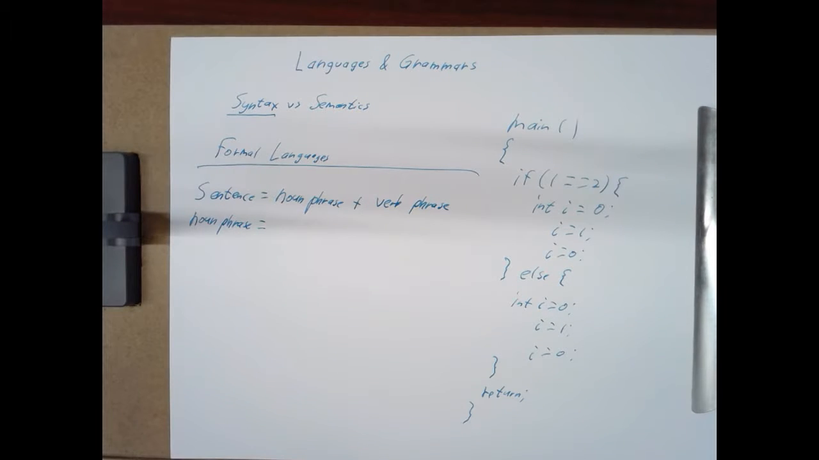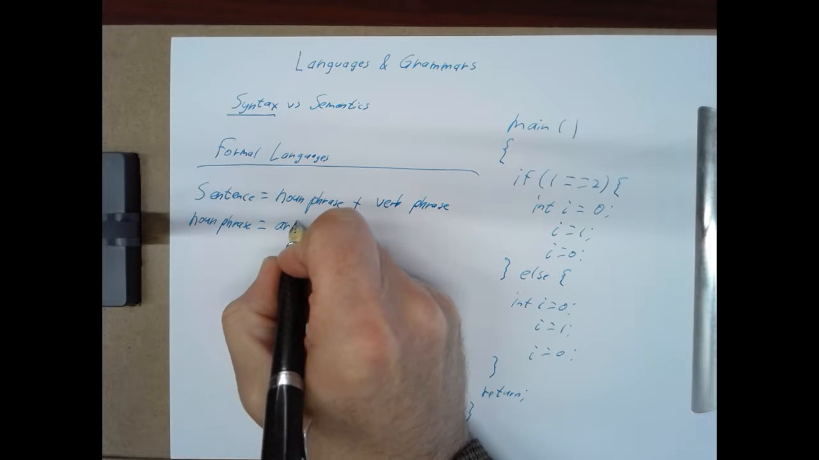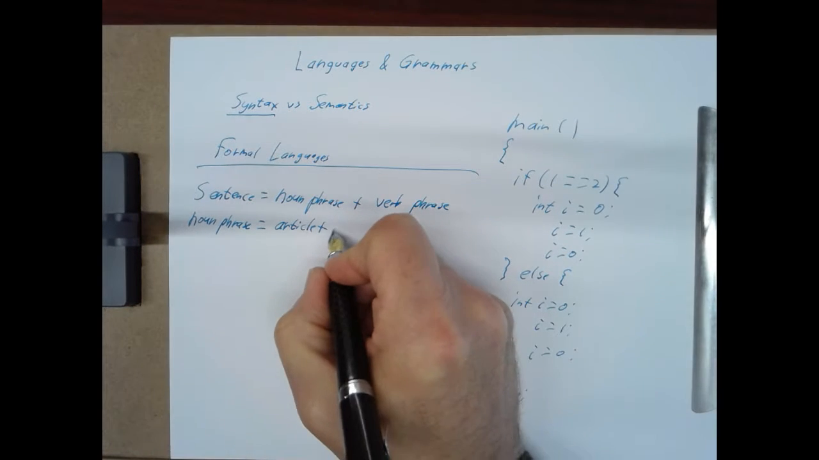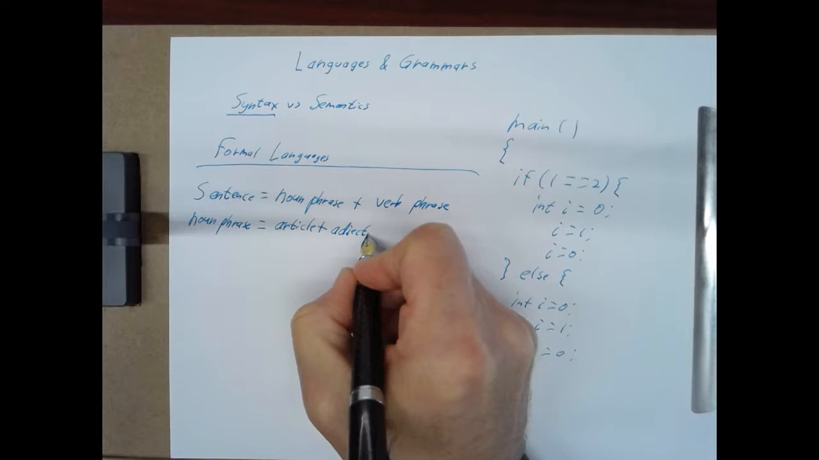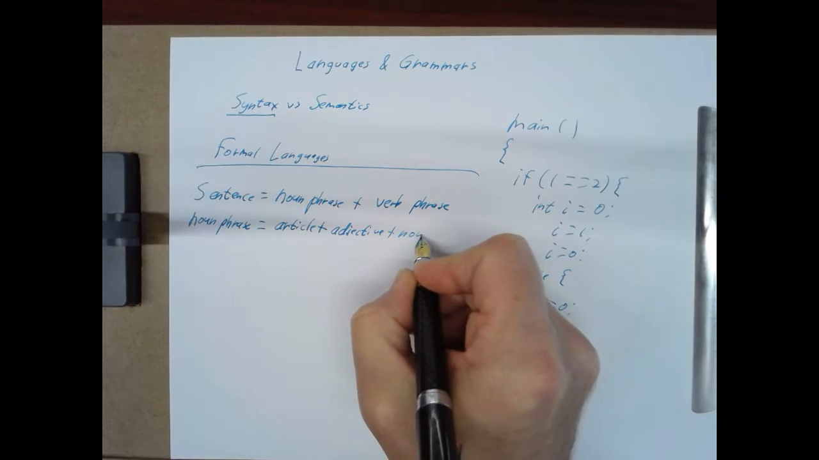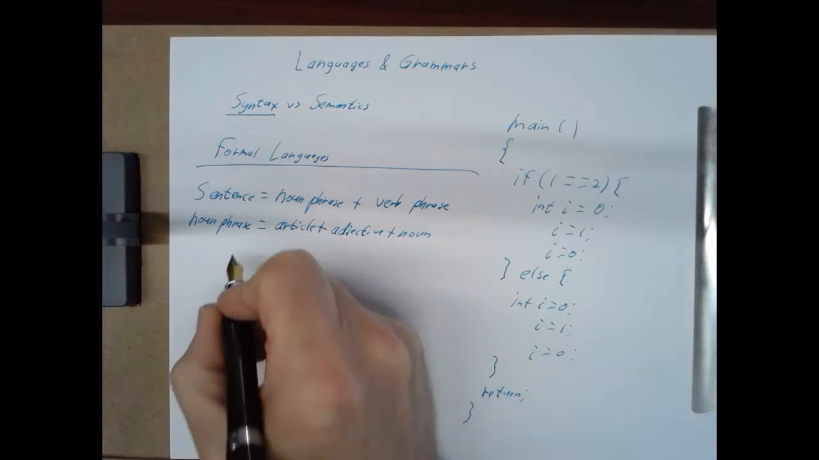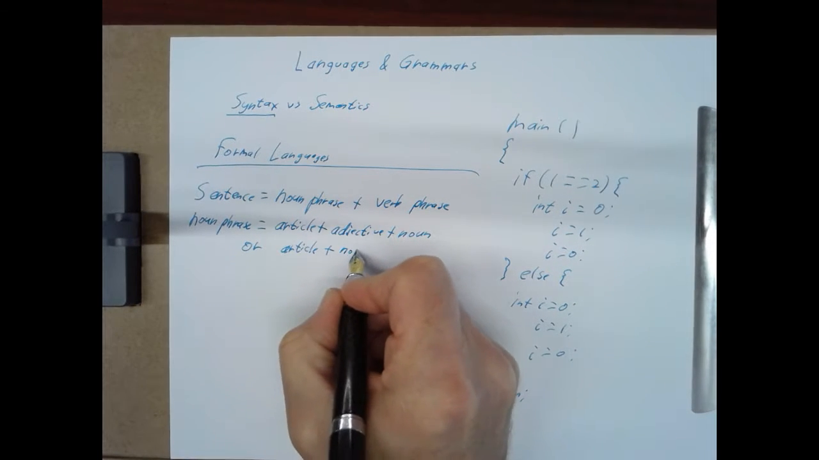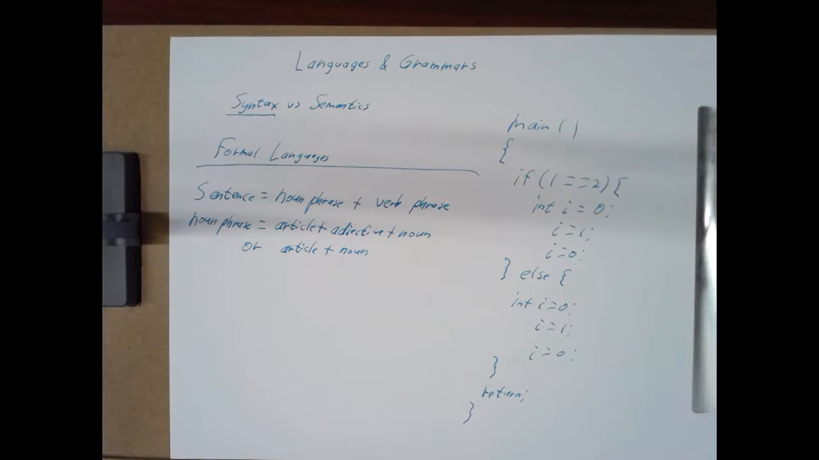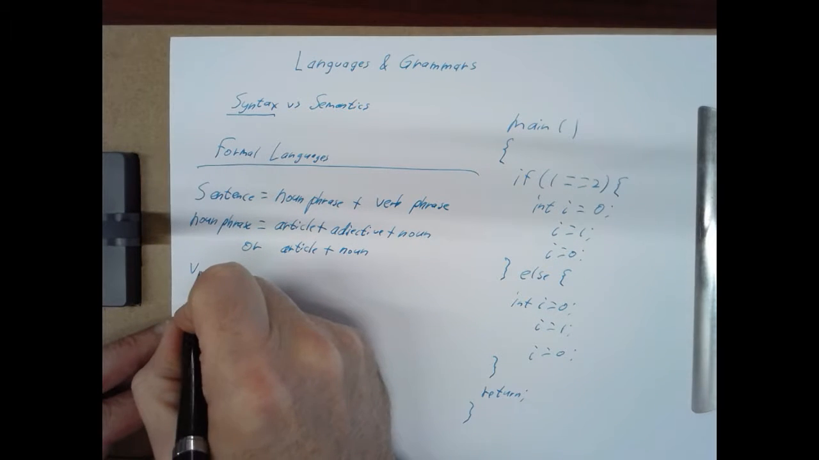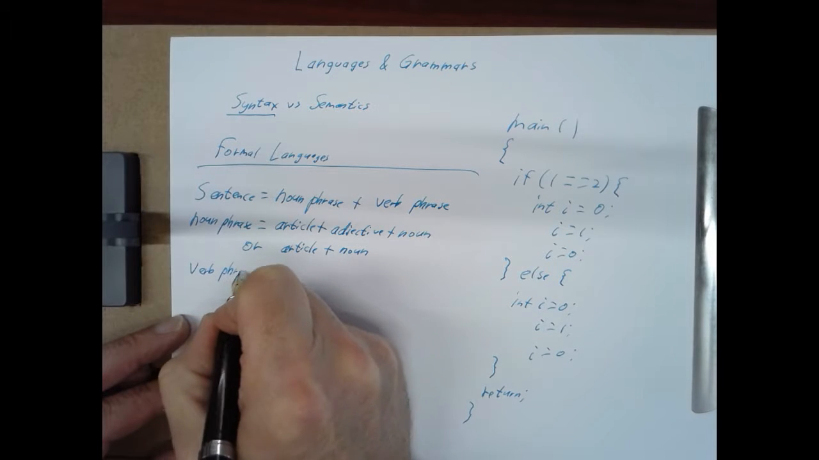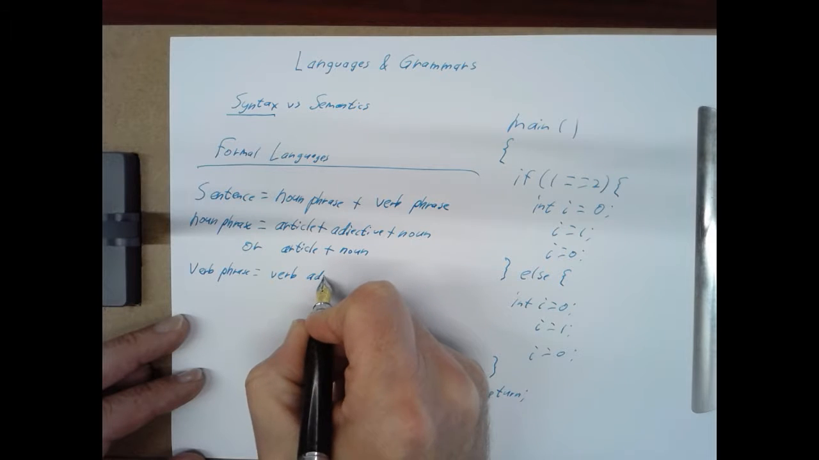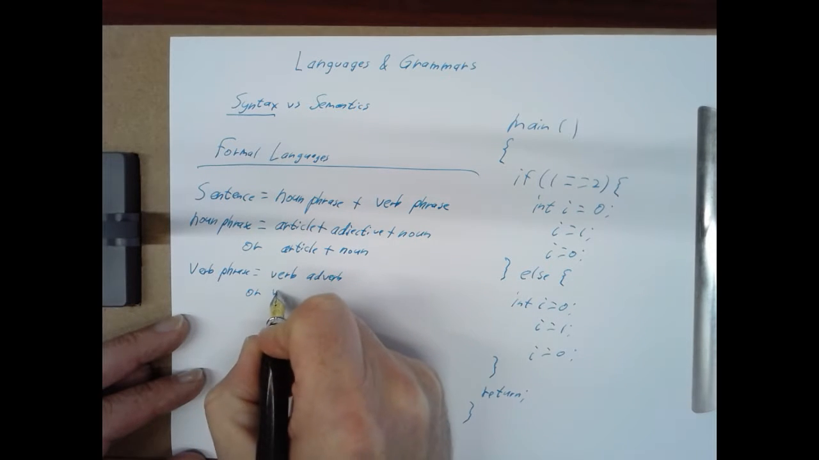to be one of the following. It could be an article plus an adjective plus a noun. Or it could just be an article followed by a noun without an adjective. And a verb phrase will be a verb followed by an adverb, or it may just be a verb.